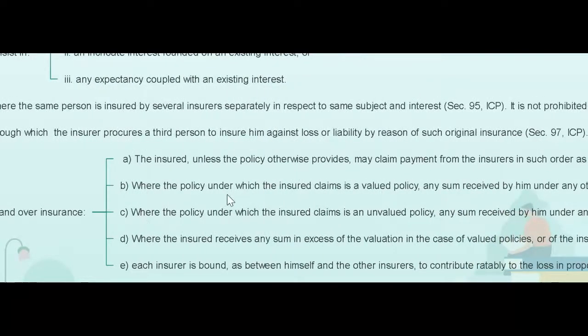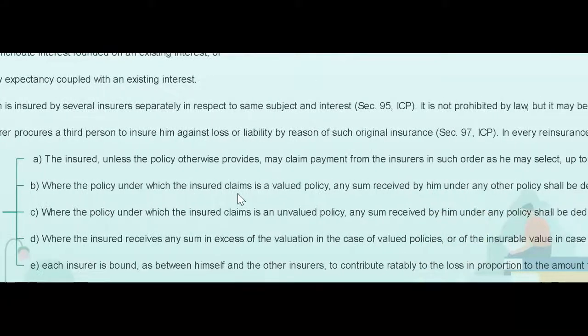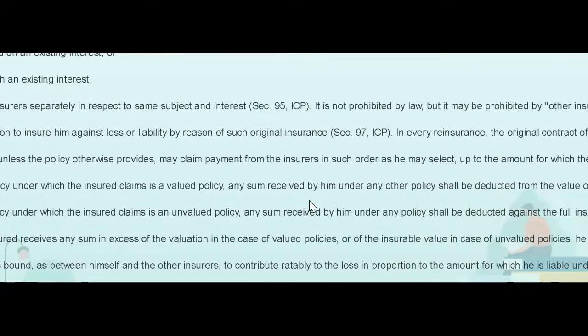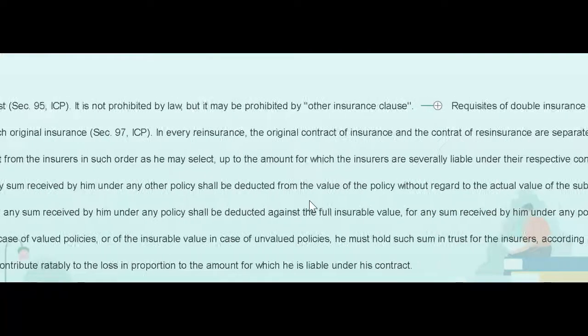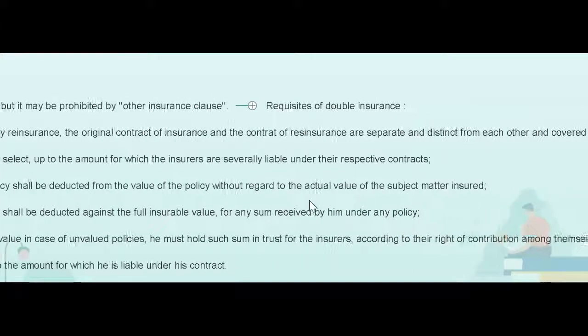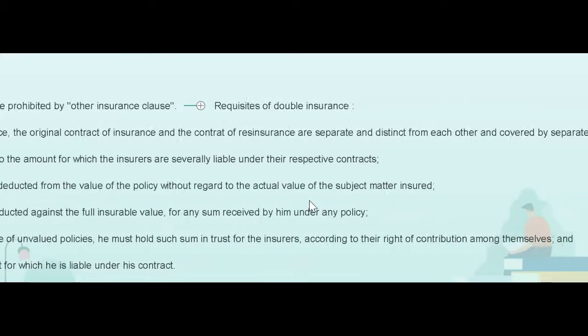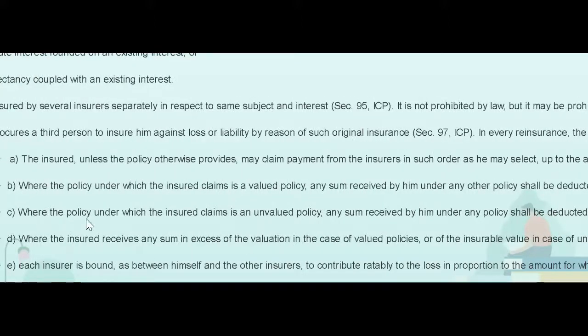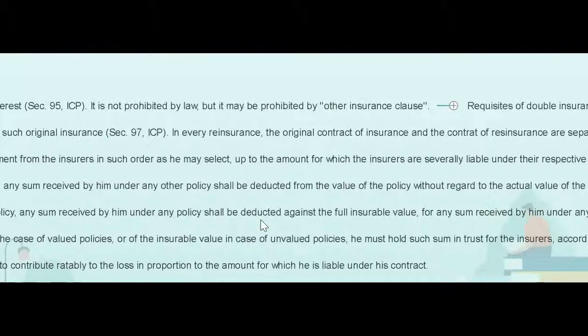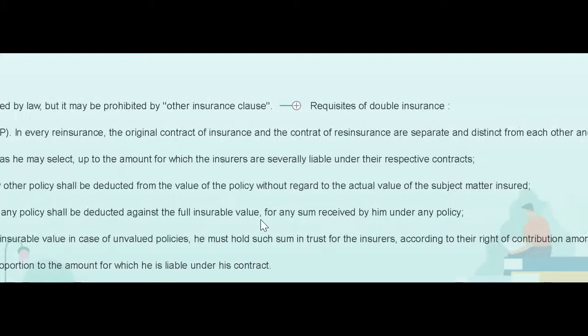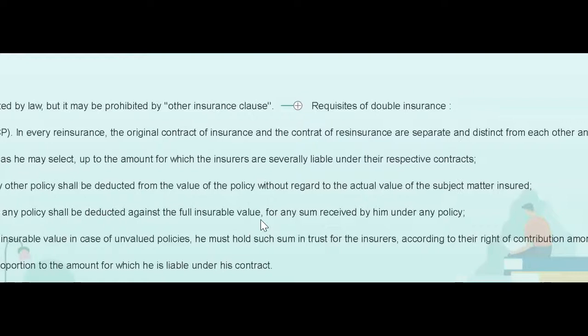Second is where the policy under which the insured claims is a valid policy. So, if it is a valid policy, any sum received by him under any other policy shall be deducted from the value of the policy without regard to the actual value of the subject matter insured. Now, where the policy under which the insured claims is invalid, any sum received by him under any policy shall be deducted against the full insurable value for any sum received by him under any policy.